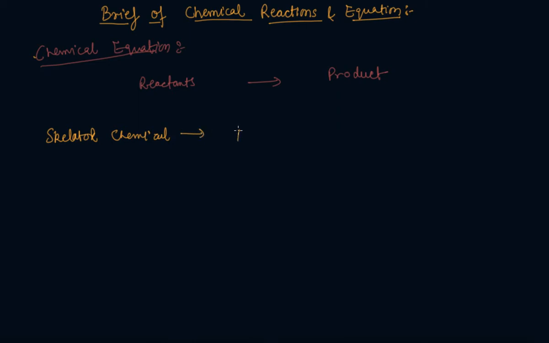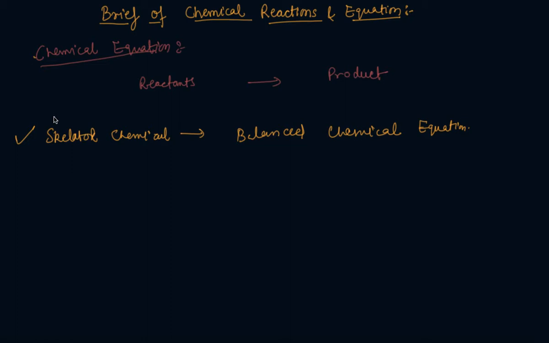then to a balanced chemical equation. So what is the difference between a skeletal chemical equation and a balanced chemical equation? Okay, students, in a skeletal chemical equation, the elements on the reactant side and the elements on the product side do not have the same masses or the same number of atoms. So this is what we call a skeletal chemical equation.